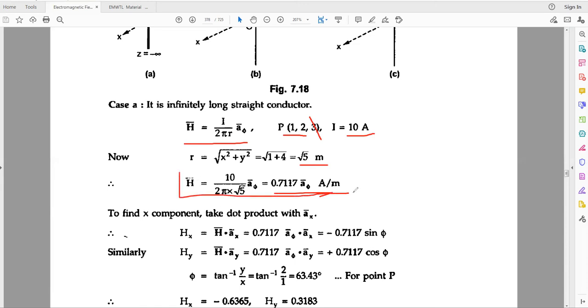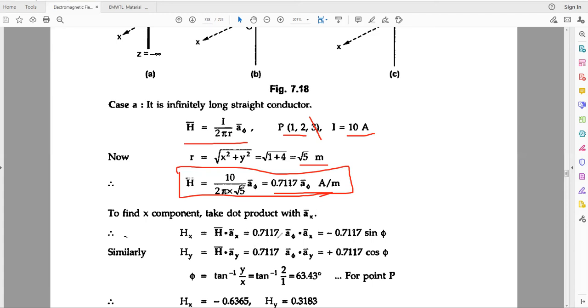Ampere per meter. H bar is equal to... electric field is volts per meter. To find the x components, take the dot product of H with Ax bar. Hx is equal to H dot Ax bar. Hy is H dot Ay bar, because there are only the two components. There is no Hz component because the current is uniformly distributed on the Z axis.